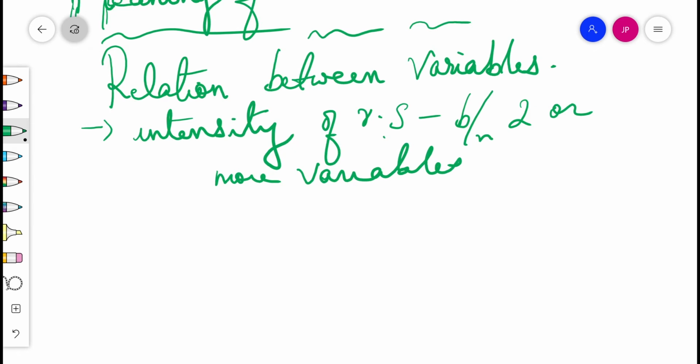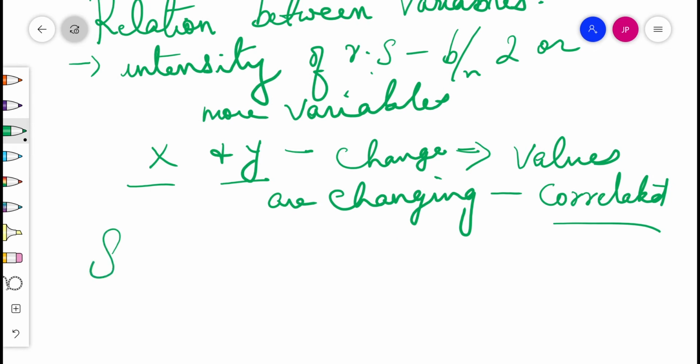If the two variables x and y change or vary in such a way that with a change in the value of one variable, the values of the other variable also change, then they are said to be correlated.